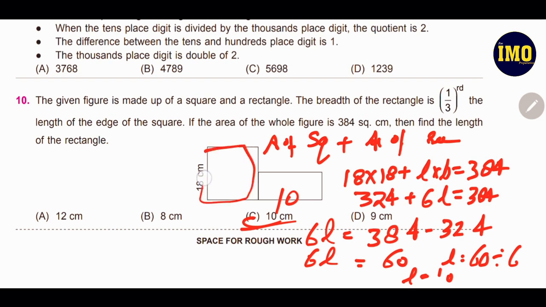Remember, we need to add the area of the square and the area of the rectangle. We already have the edges of the square, so we just add these numbers and let the length be L. So 6L plus 324 is equal to 384. We transfer 324 to that side, we get 60 divided by 6, and we get the length as 10 centimeters. If you have further doubts, you can make a comment. I will make a separate topic for this. I hope it is clear. Now move to the next question.